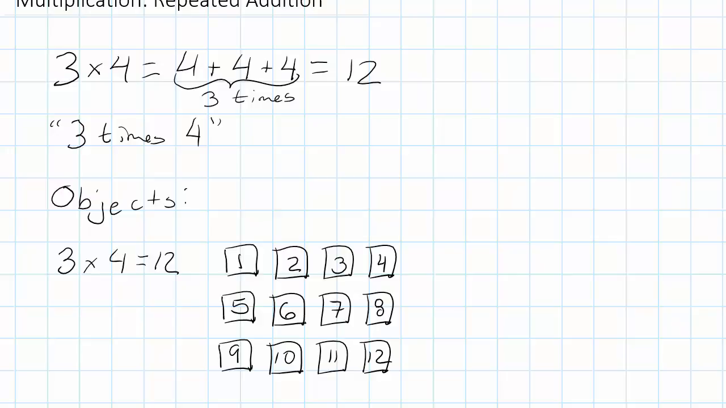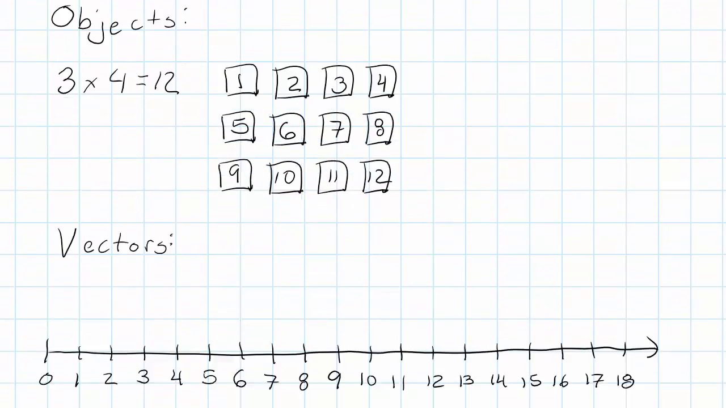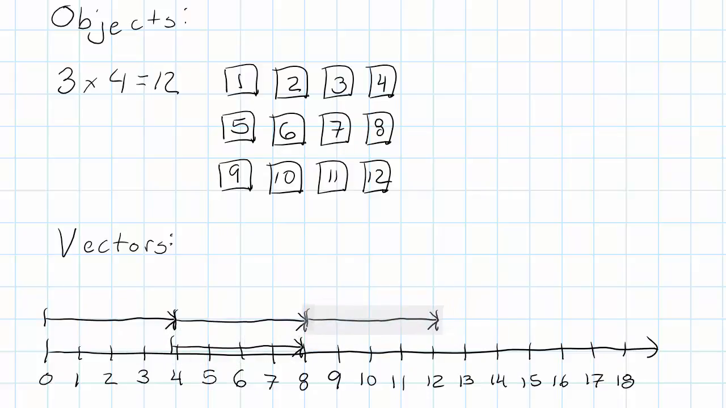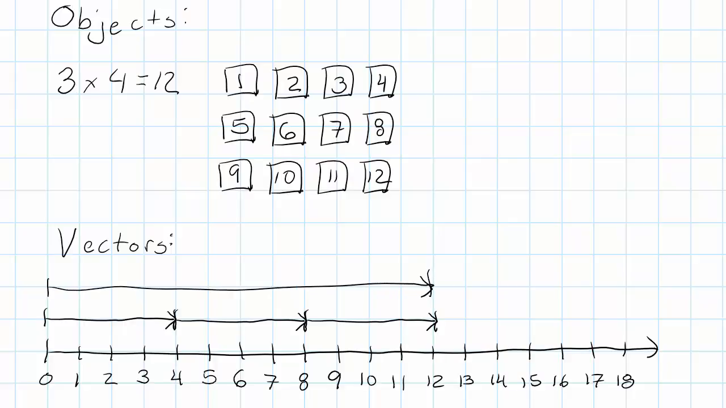We can also think about this in terms of our vectors. We can draw the vector 4. And then we can copy that. And again, we can make 1, 2, 3 copies of the vector 4. And we see again that that makes up the vector 12.